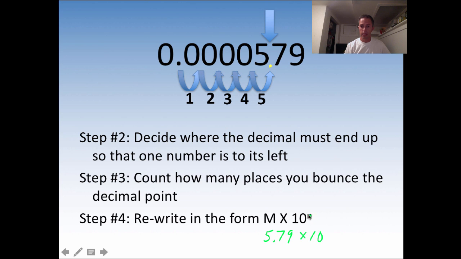And then the n is how many times you bounced it. We bounced it 5 times, but we went to the right. And so that's going to change the sign of our exponent. It's going to be a -5, not positive, because we bounced it to the right. So numbers that are smaller than 1 will have a negative exponent. So if they're very small numbers, they're going to have a negative exponent here. Okay.